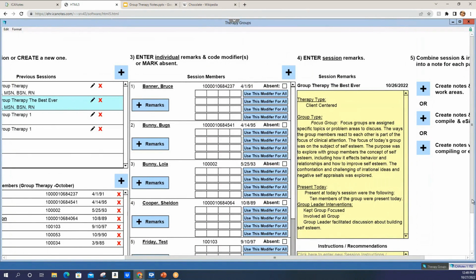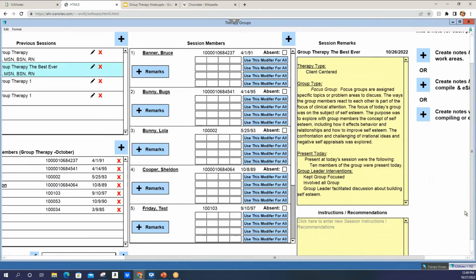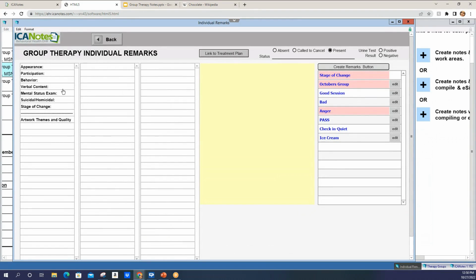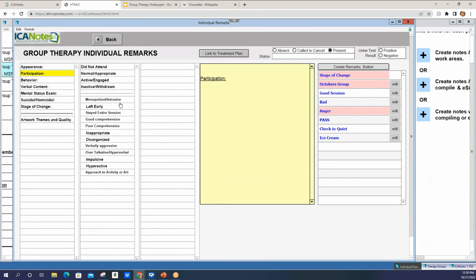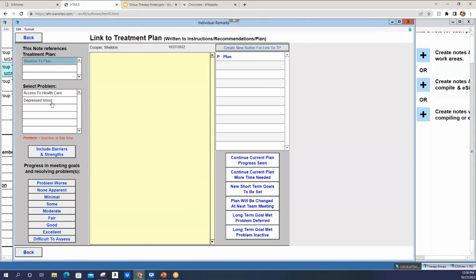And then I can go in and make comments on how people are doing. Now, let's say that Sheldon Cooper was in my group and he was pretty resistant in the group today. So I can go in on my individual remarks and talk about his participation. He monopolized and was intrusive during the group today. His behavior was resistant, he had poor insight, and he was disruptive to my group today. That is unfortunately what happened with Mr. Sheldon. And then I can link in his treatment plan and it will pull up his treatment plan.